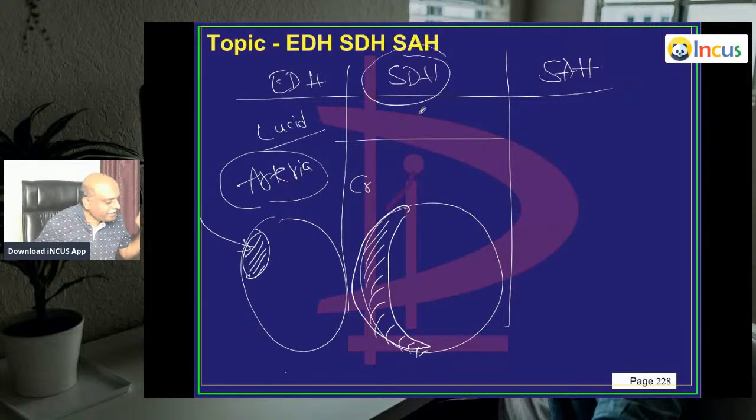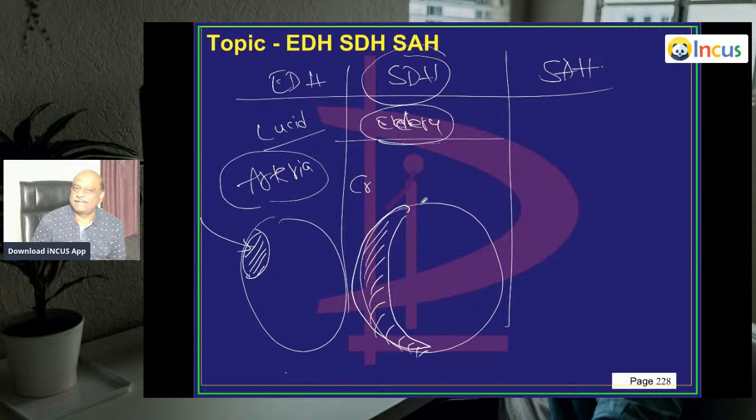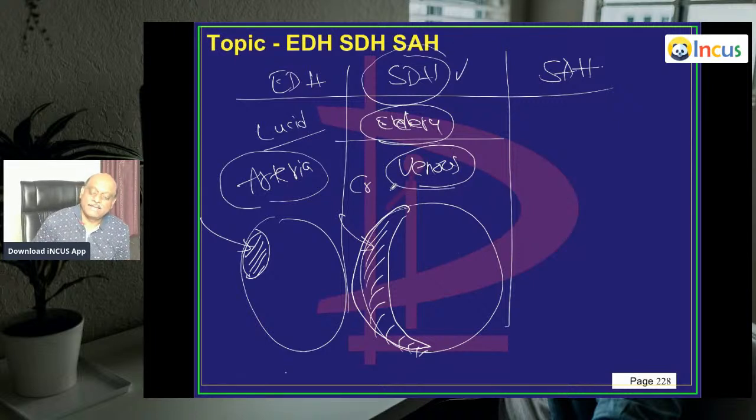A lot of times trauma history is not dramatic, unlike in extradural hemorrhage. An elderly person presenting with forgetfulness is a kind of presentation, and a crescent-shaped long bleed, which is a venous bleed basically. That is subdural. Then subarachnoid hemorrhage, what is the story?